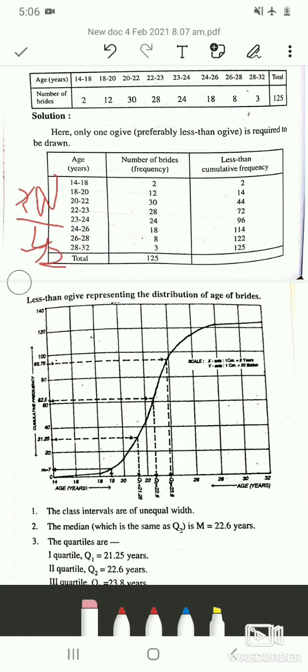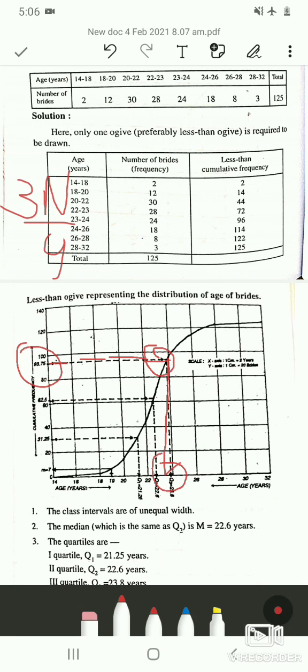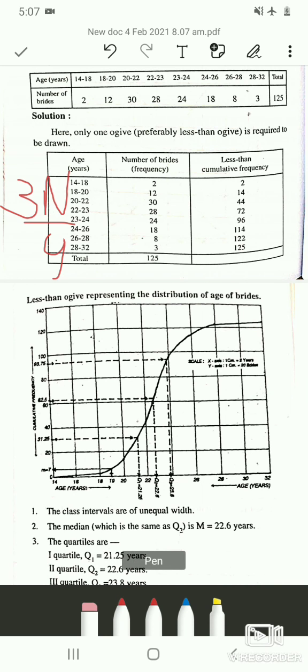Now they have asked to find out Q3, which is upper quartile. The formula is 3 times of n divided by 4, which is 3 into 125 divided by 4, which turns out to be 93.75. So see in y-axis where 93.75 lies. For that, draw a dotted line till it touches the curve, and from there draw a perpendicular line where it coincides. So that will be your Q3, which is in this case 23.8 years.